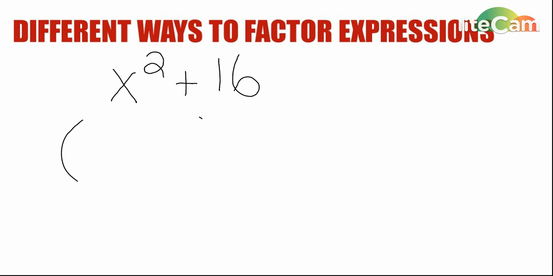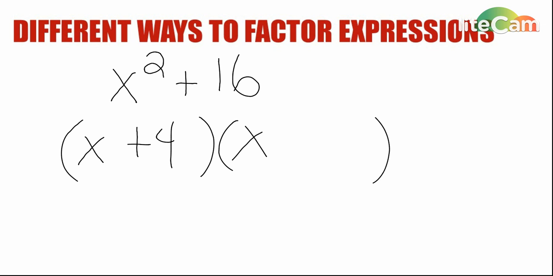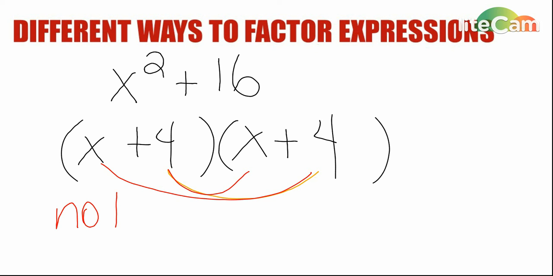Here's another example. X squared plus 16. Now, there is no middle term. The bx part is 0. Remember that you want two numbers that multiply to 16 but will make 0. Is there any way that I can make 0 with two positive 4's? Because they have to be positive in order to make a positive 16. No, this is not going to work.